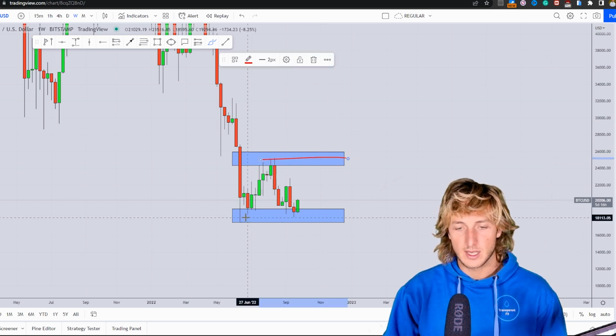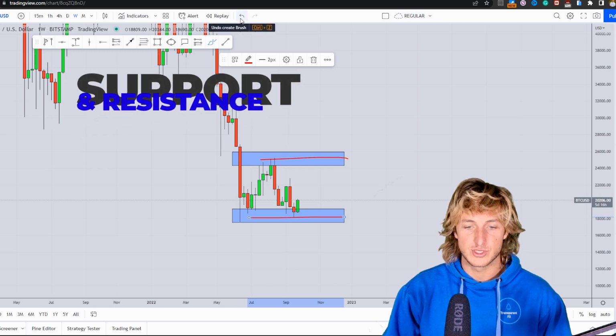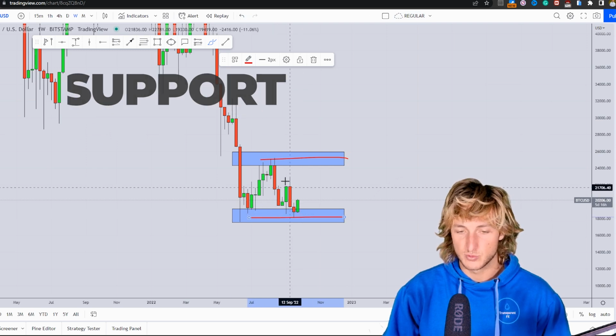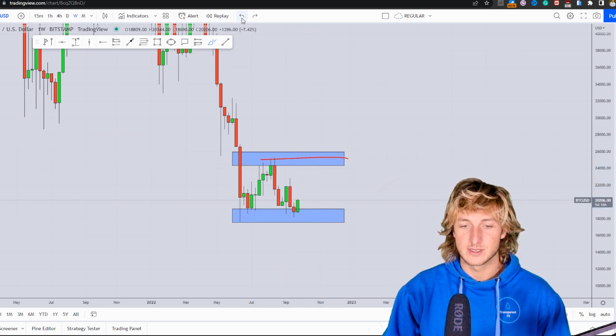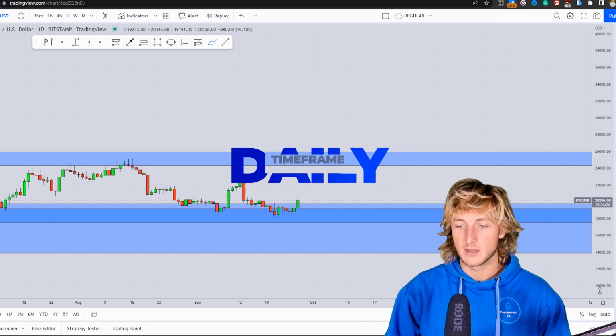So here on the weekly, we're kind of bounded in between this previous support, which is still acting as support, and this previous resistance, which should be acting as resistance around this area. Now, if we drop down on the daily time frame, what do we have?